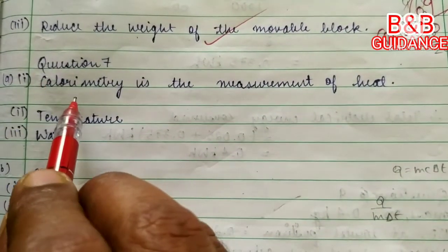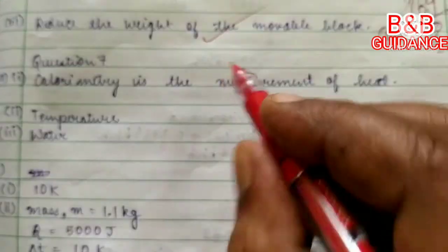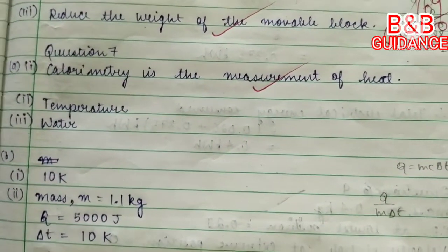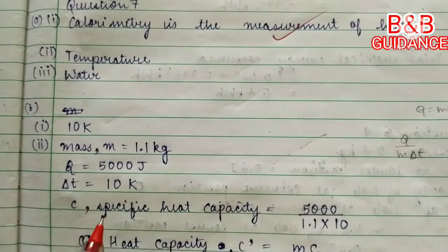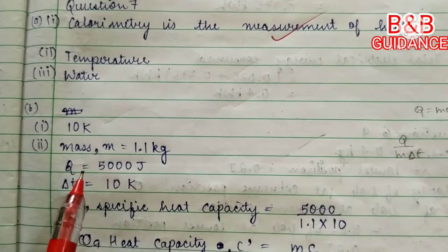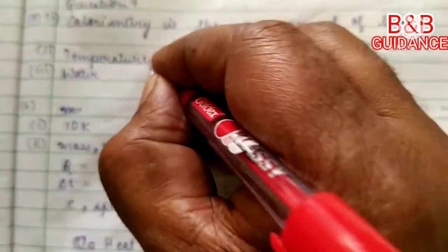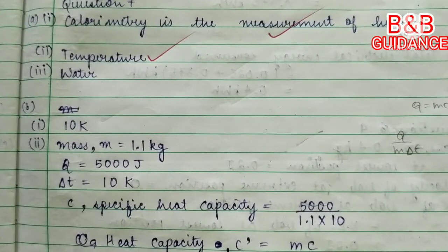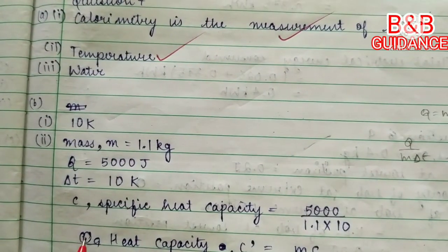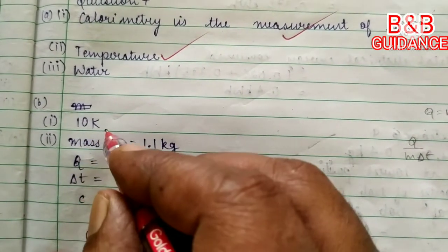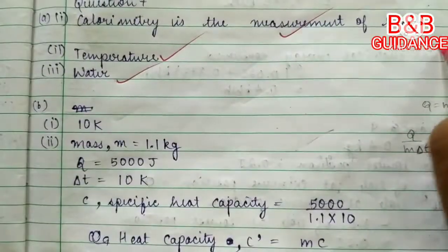Yes, calorimetry is the measurement of heat. Okay, calorimetry means measurement of heat. The quantity that determines the direction of flow of heat is temperature, and the liquid used in car radiators is water. Okay.